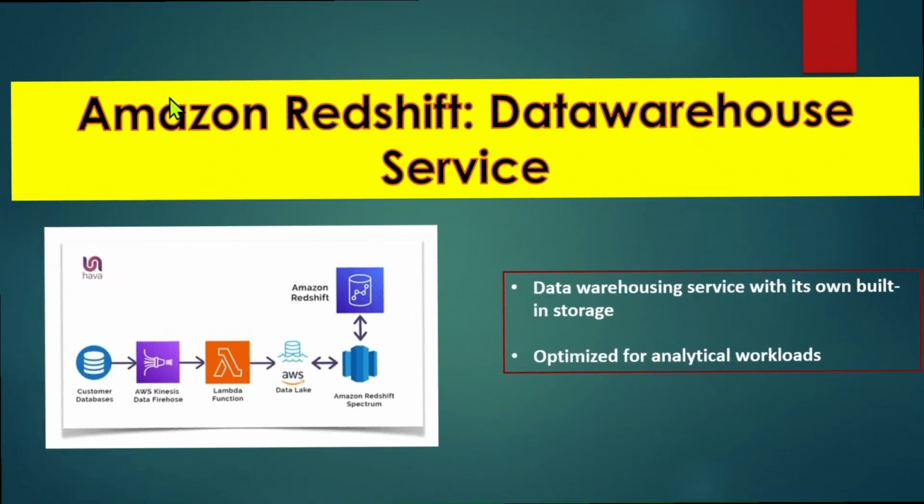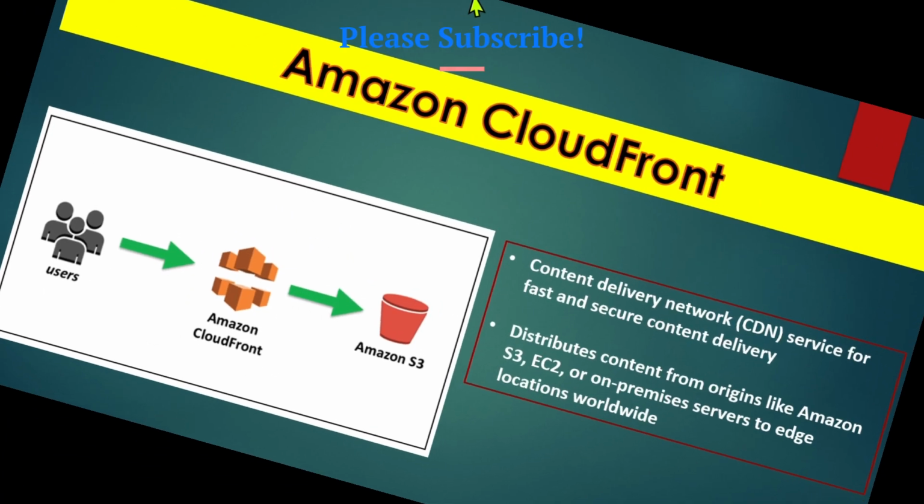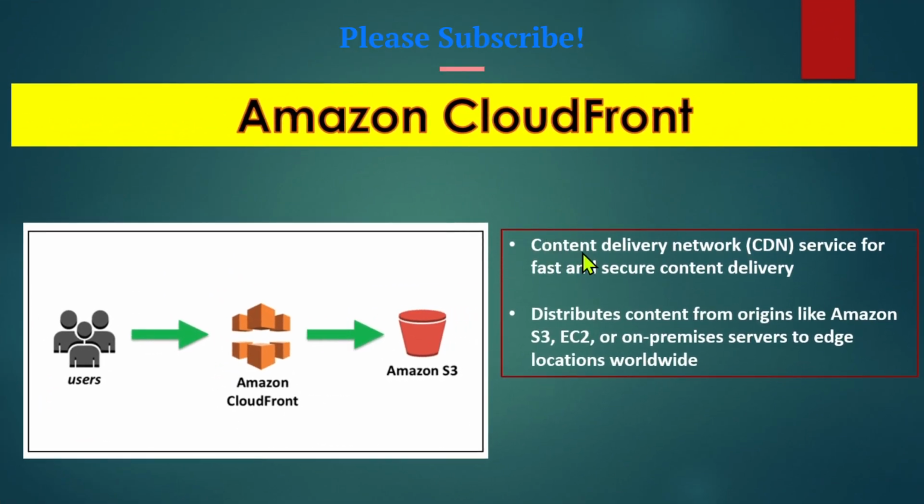Amazon Redshift. Data warehousing service with its own built-in storage optimized for analytical workloads. Amazon CloudFront. Content Delivery Network, CDN, service for fast and secure content delivery. Distributes content from origins like Amazon S3, EC2, or on-premises servers to edge locations worldwide.